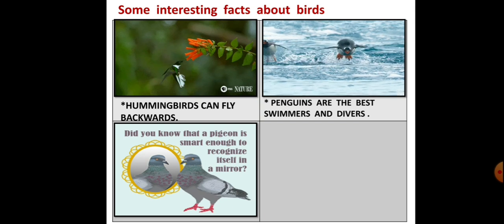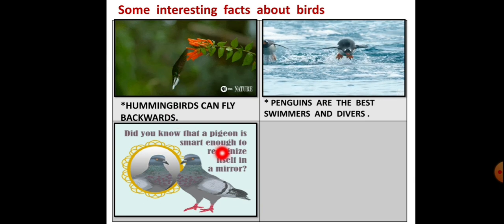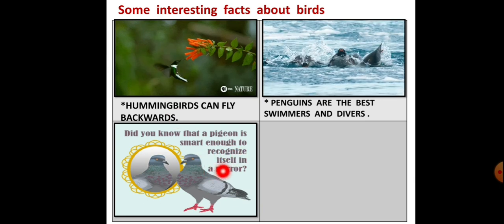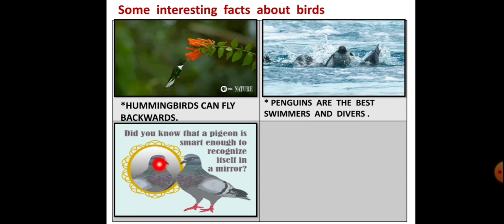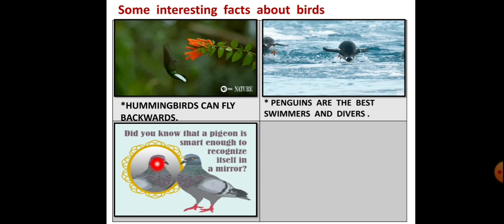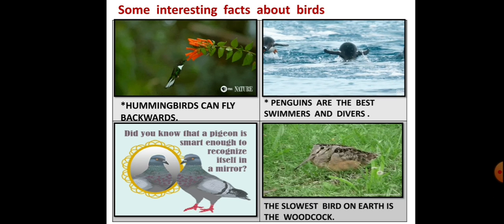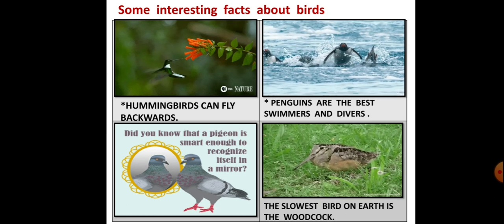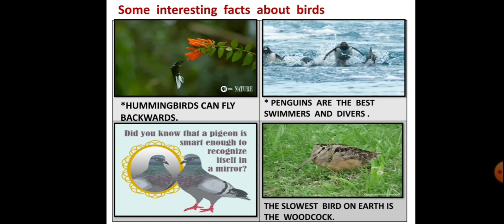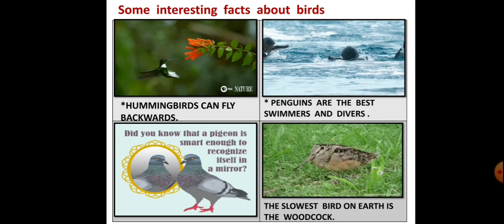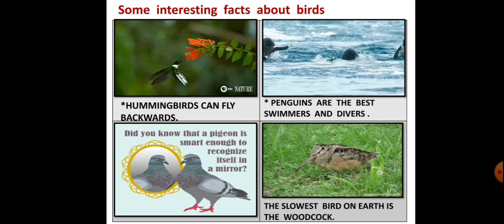Oh, pigeons. What can a pigeon do? Do you know that a pigeon is smart enough to recognize itself in the mirror? When the pigeon sees in the mirror, it says, this is me. Okay, it can recognize itself. And the last one, the slowest bird on earth is the woodcock. Very slow. To move only, it takes so much time. Something new? You have learned something new? Okay, I hope you enjoyed it.